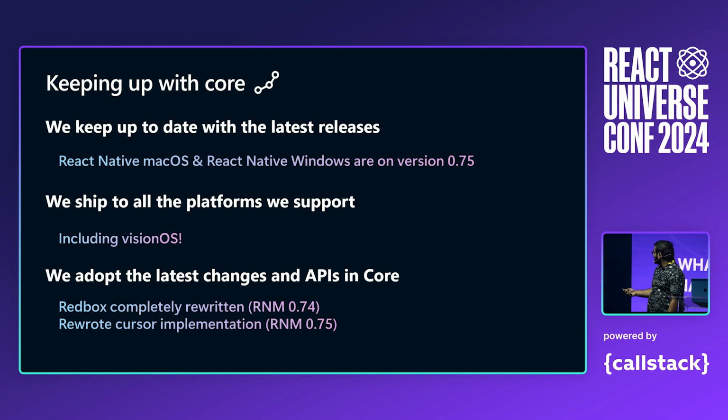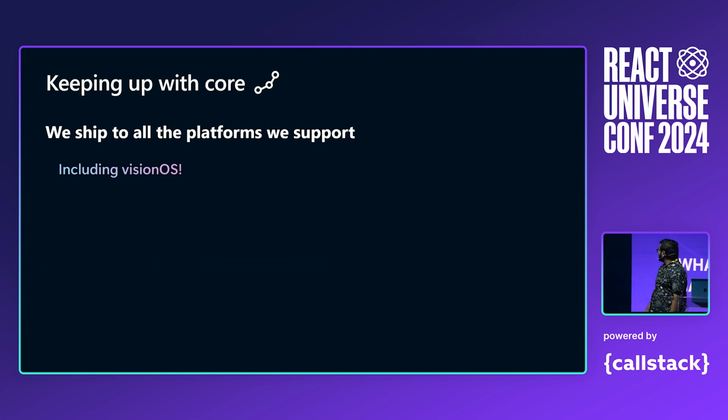And we also, in addition to just syncing the 1,000 to 2,000 commits that happen every React Native release, have to make sure that we keep track of all the API changes and make sure that we adopt the latest things on desktop. So let's talk about VisionOS real quick.